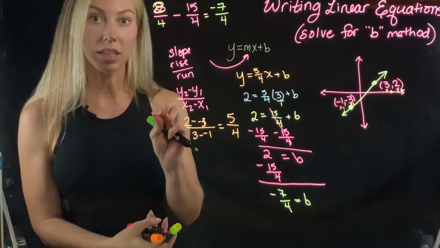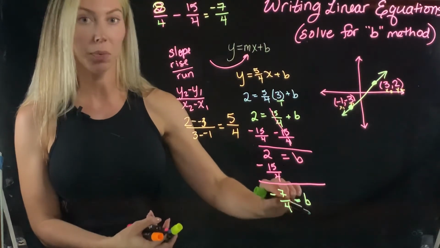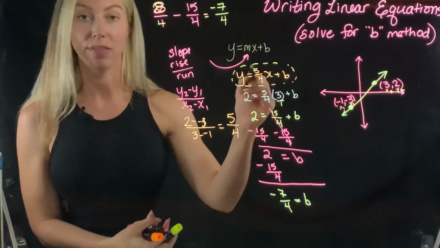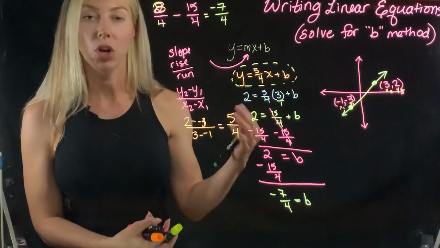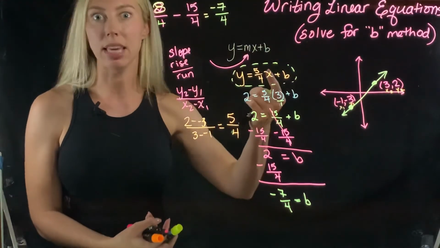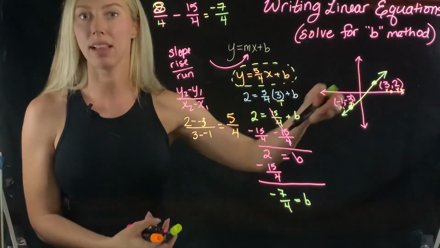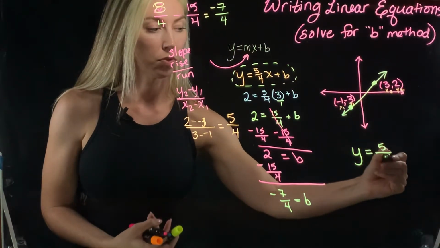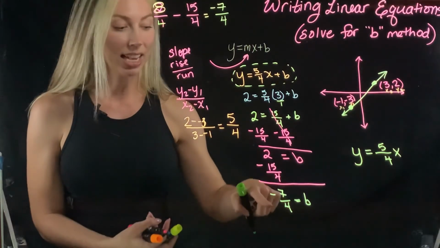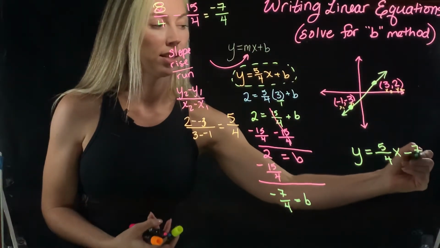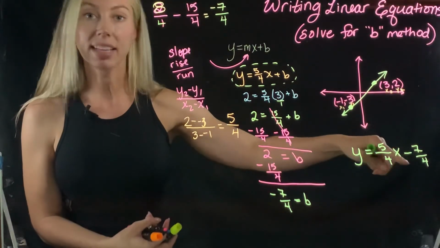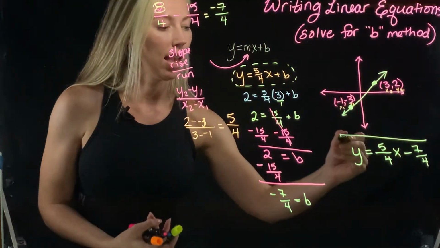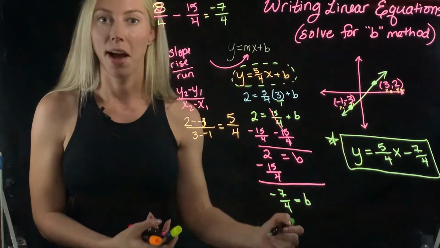Now the last step that you need to follow is to plug this letter b that you just solved for, this y-intercept, back in to this equation that had the slope. Because when you're writing a linear equation, you need the x and the y to be in the equation so that it can represent any point that lies on that line. So I'm going to start with y equals, I can bring over my 5 over 4x, and then because this is negative 7 over 4, I can just write minus 7 over 4. If you prefer to write 7 over 4 as a decimal, you can do that too. It would be the same answer. And that would be your final answer of your equation.